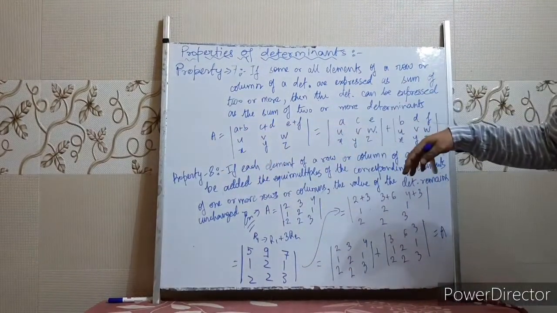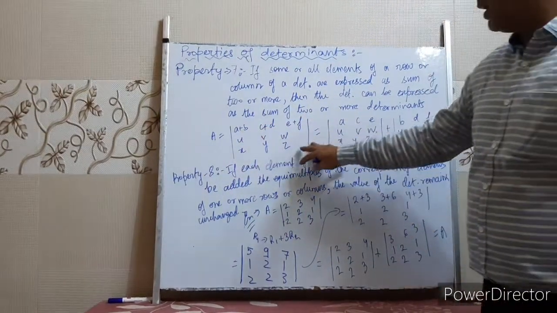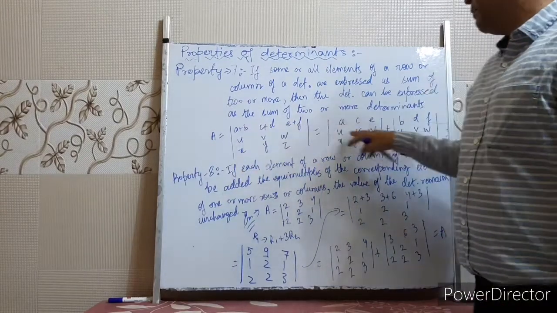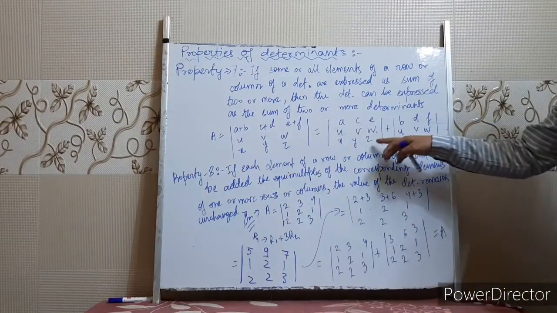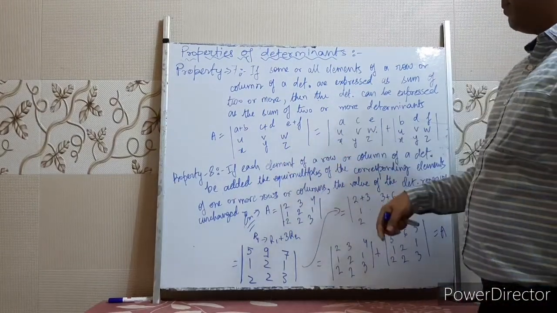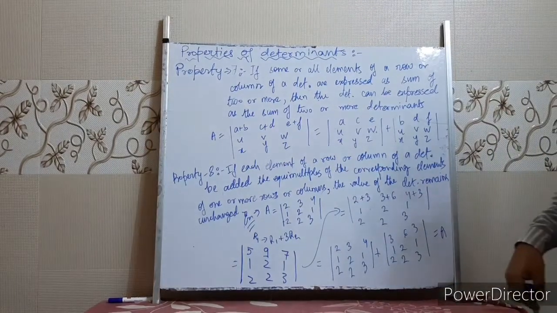That means there is a sum of 2 elements in row 1, and so this determinant we can write as these 2 determinants. So when we expand these determinants and add, the result will be the same, by property 7. Right, children?